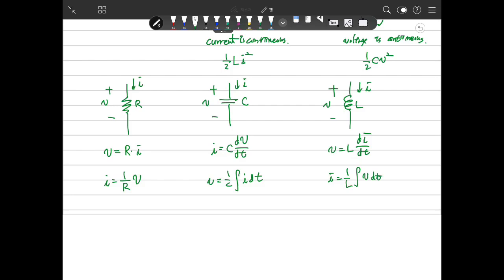So there are three very basic elements of circuit theory: R, L, and C, and their relationships between voltage and current for each of R, C, and L look like this. You should not confuse them. And everything else is the same. You can use KCL, KVL, source transformation, Thevenin equivalent, mesh equations, and node equations. Everything is the same, but the different thing is these equations.